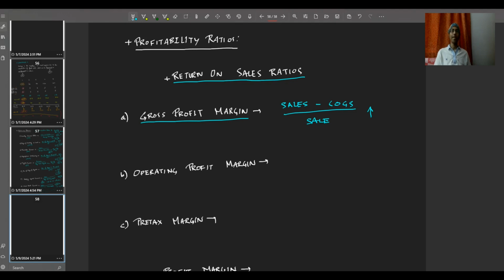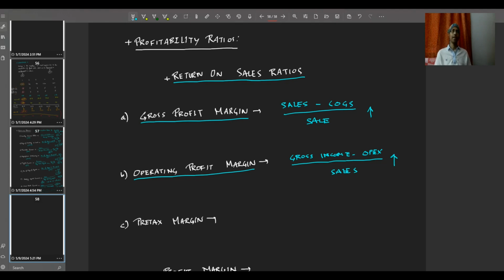Then comes the operating profit margin. The operating profit margin is basically the gross income minus the operating expenses divided by sales. A healthy operating margin basically indicates that the operating expenses are being efficiently utilized. So this also has to be a high number preferably.